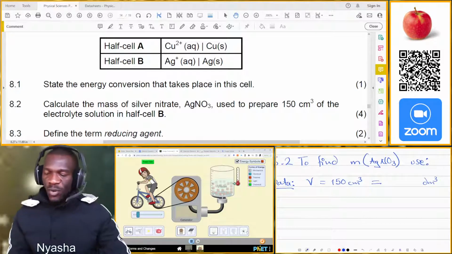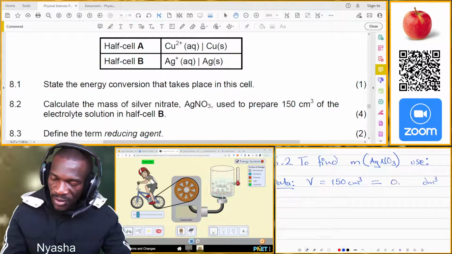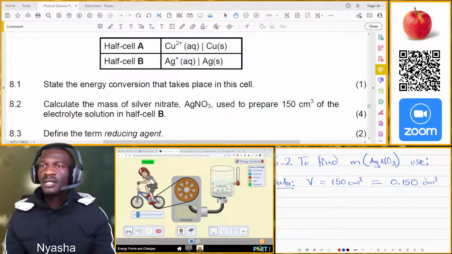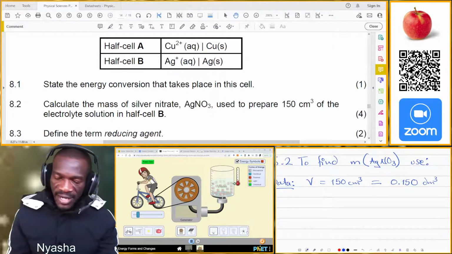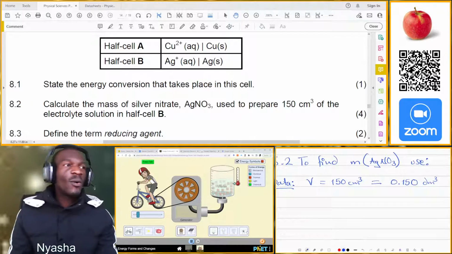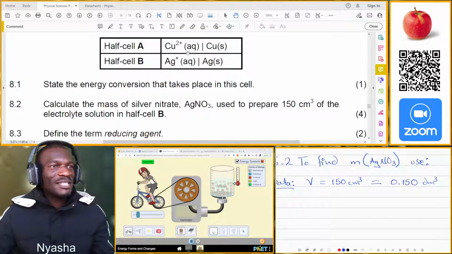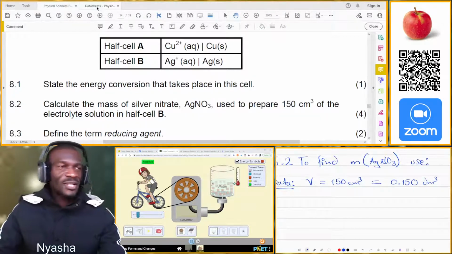So how many liters is 150 mils? That would be 0.15 dm cubed. Next, we want to find the mass. To find the mass, I'm sure you still recall that there are some chemical calculations that we did before, which included that. However, if you've forgotten, this is what you can do.